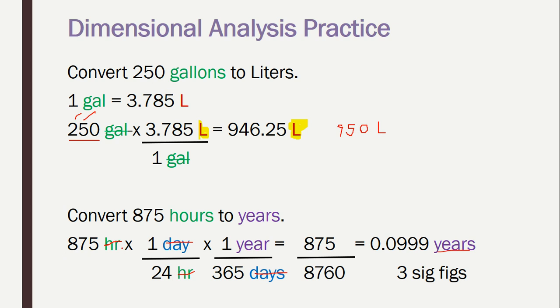Multiply the tops. 875 times 1 times 1 is 875. 24 times 365 is 8760. That equals, it's actually 0.099885, etc. But I rounded to three significant digits. So 0.0, this has a decimal present. We come in from the Pacific. No, here's the first non-zero number. So everything after that is significant. That's three significant digits. All right, that made sense to me. Hopefully it makes sense to you.